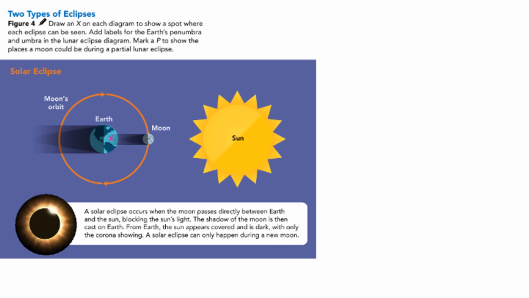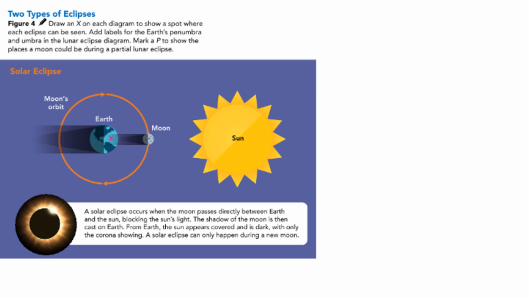All right, so we're going to draw an X on each diagram to show a spot where each eclipse can be seen. Add labels for the Earth's penumbra and umbra in the lunar eclipse diagram. Mark a P to show the places a moon could be during a partial lunar eclipse. So I have these split into two separate images.